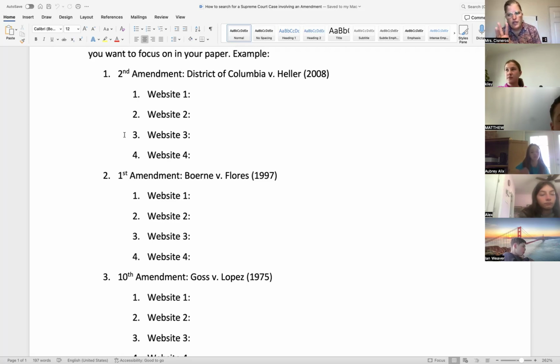You're going to pick 3 cases that you're interested in. One of your websites can be Britannica. And then you're going to find 3 other websites, 3 other articles that talk about the case, and you're going to try to pick 2 of each side of the case, supporting both sides. And you're just going to list all your links to your websites so that I can click on them. So when you attach it to your Google Classroom, I'll be able to click on it and see what you got.